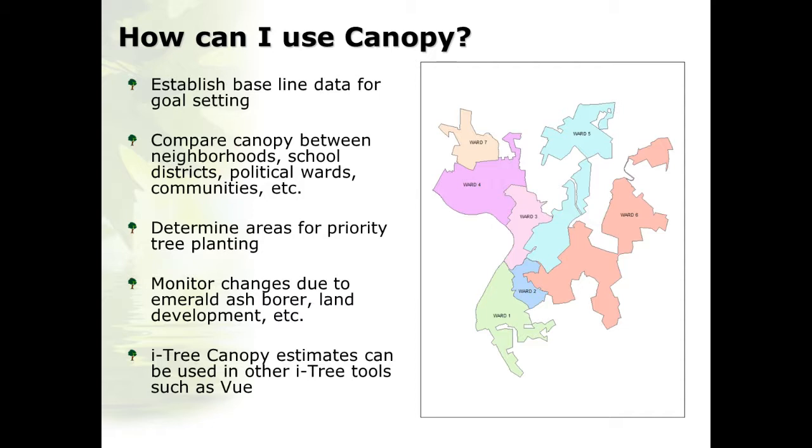Another advantage to having information by neighborhood or school districts is that you then can look at differences between those areas, which may help you determine where are those areas that you might want to focus tree planting efforts or community outreach if you're trying to increase neighborhood or community canopy cover. So having that information at finer scales really can be to your advantage.